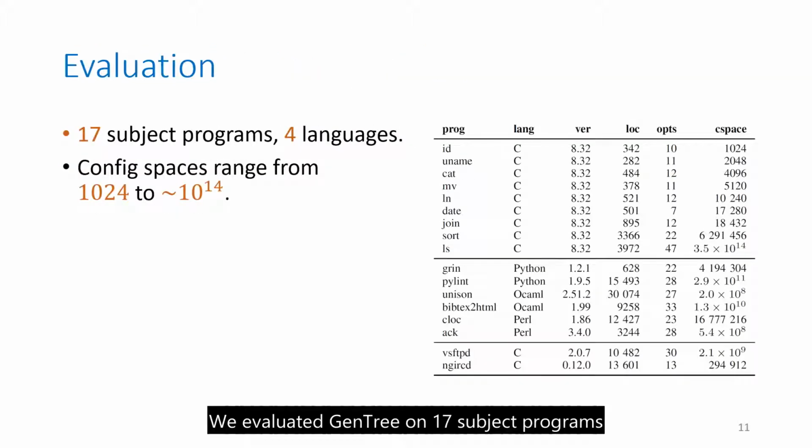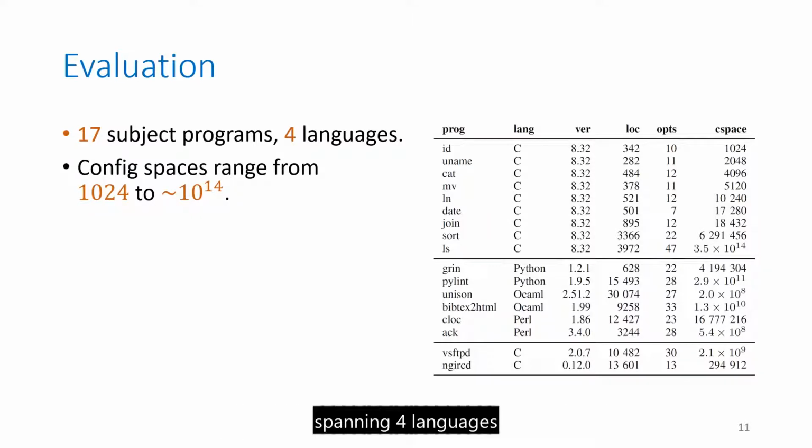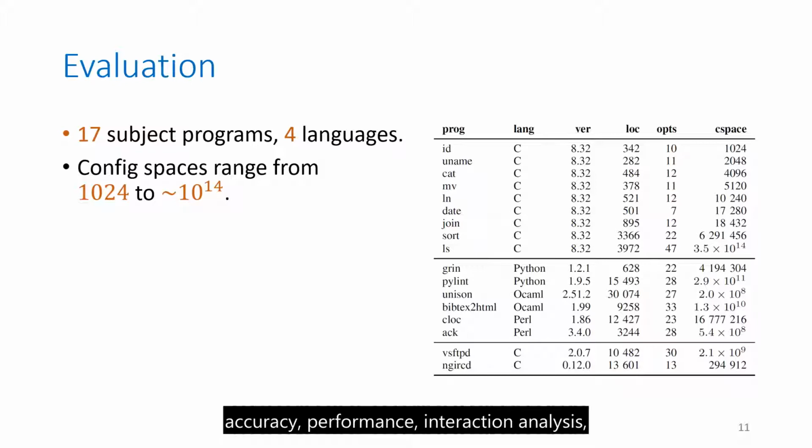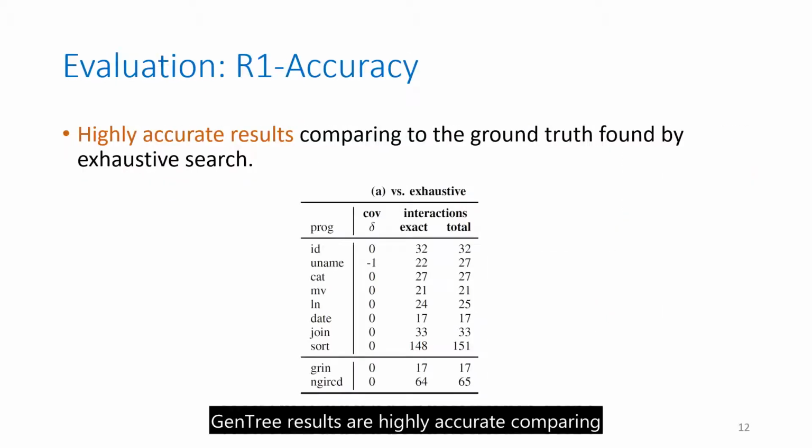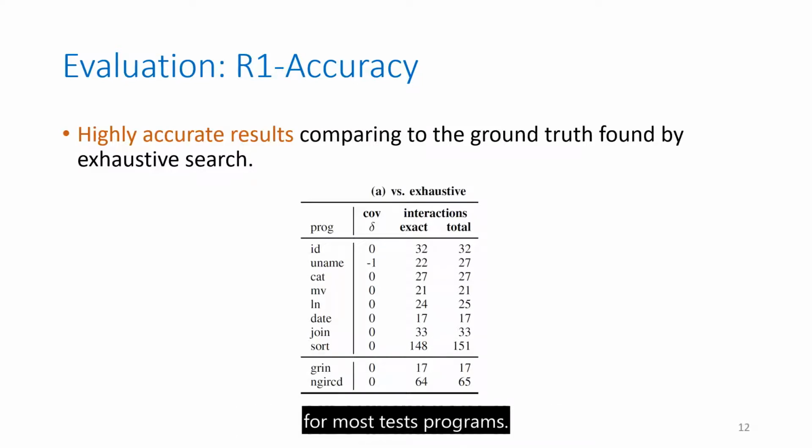We evaluated GenTree on 17 subject programs spanning 4 languages, with config space ranging from 1,000 to 100 trillion configs. We did 4 experiments on accuracy, performance, interaction analysis, and comparing with iGen. GenTree results are highly accurate compared to the ground truth interactions found by exhaustive search. GenTree can infer the exact interactions for most test programs.